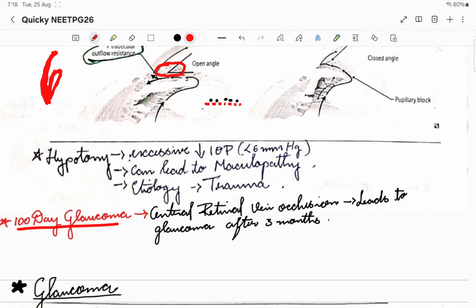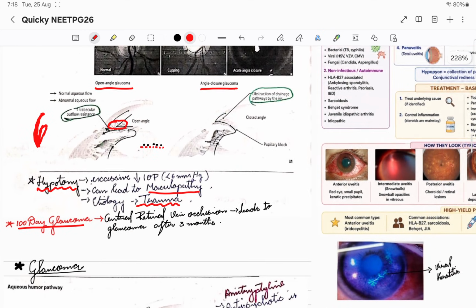Then contrary to glaucoma, there is something known as hypotony. That was hypertony, where the pressure was increased. Here in hypotony, there is excessively reduced IOP, so intraocular pressure is reduced. This might lead to maculopathies and vision loss might happen. The main etiology is trauma. In penetrating trauma, there might be a leak of all the aqueous humor and vitreous humor. So this is what hypotony means.